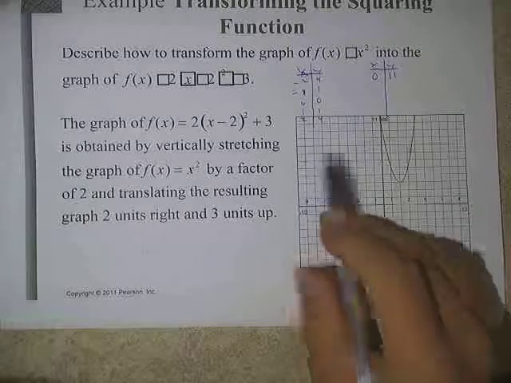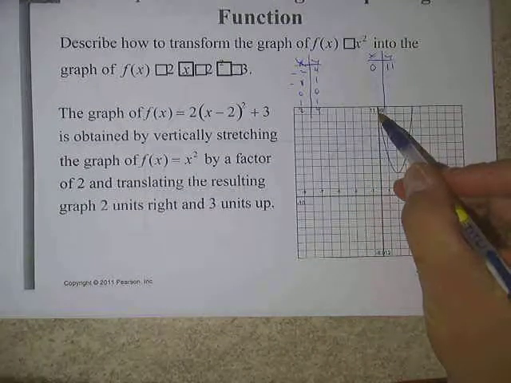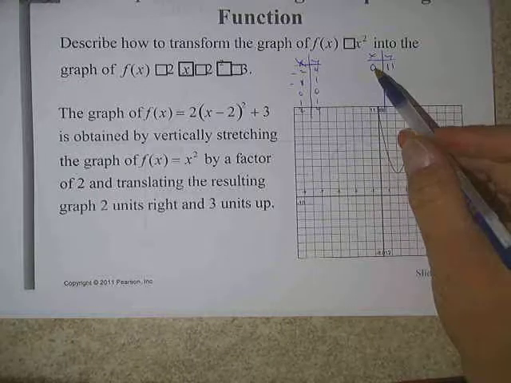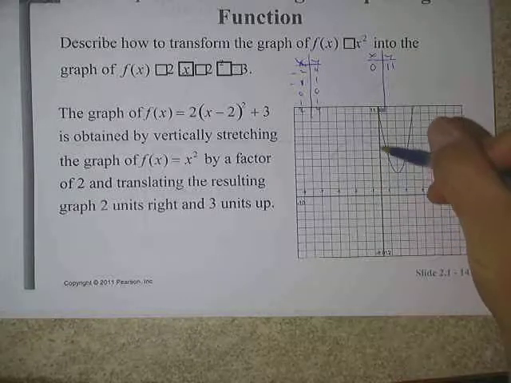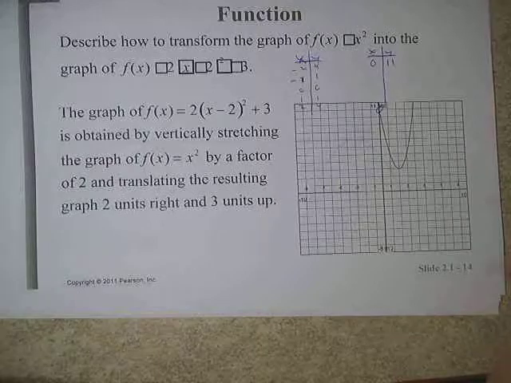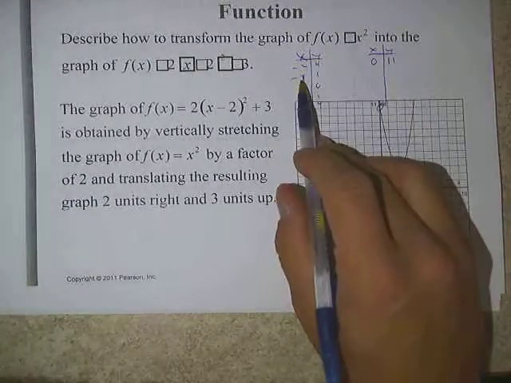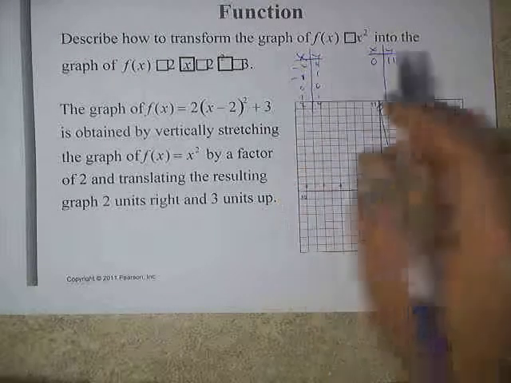Similarly, if I did it with the -1, if I move that 2 to the right, it'd now be at 0 for the x. So we go 1, 2, 3, 4, 5, 6, 7, 8, 9, 10, 11. That'd be that point right there.